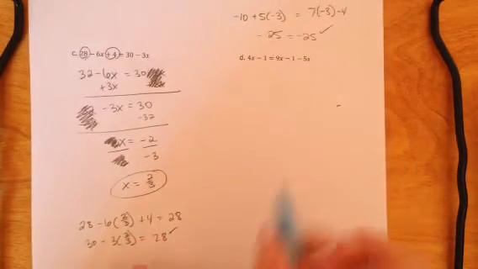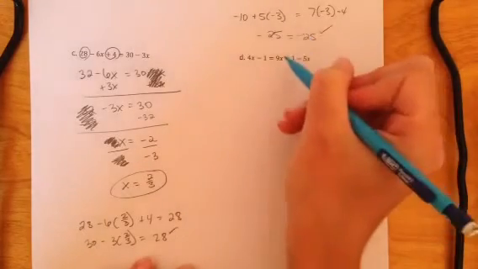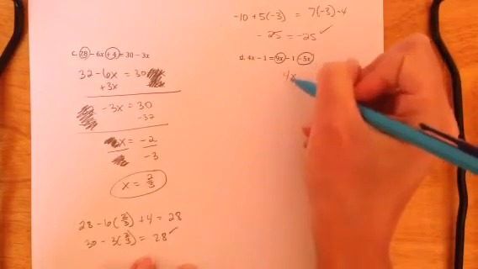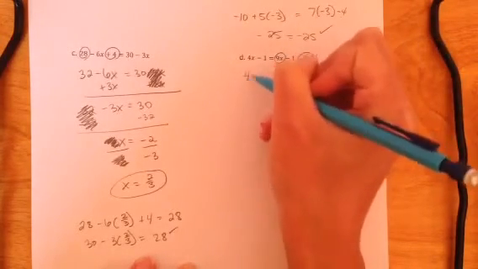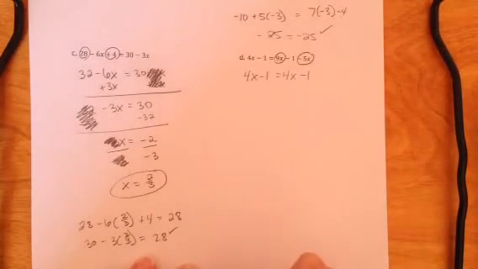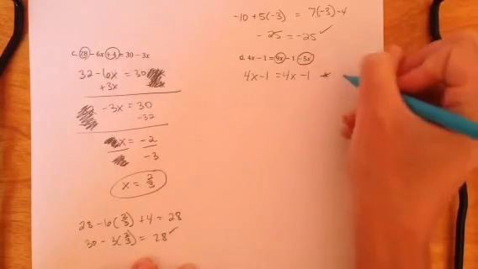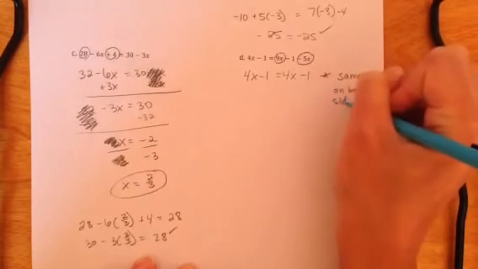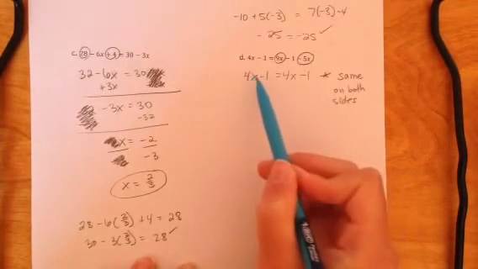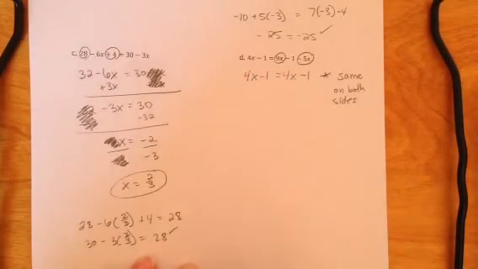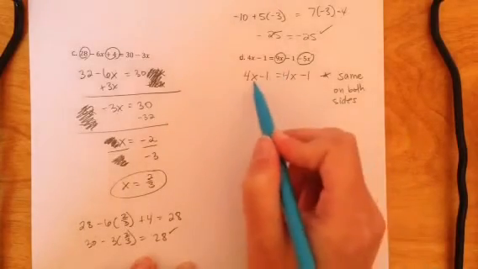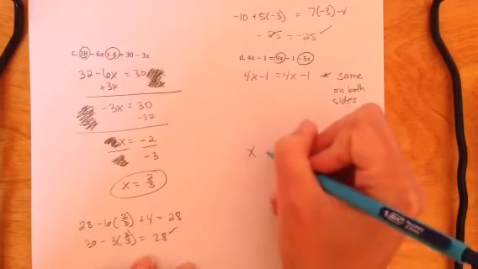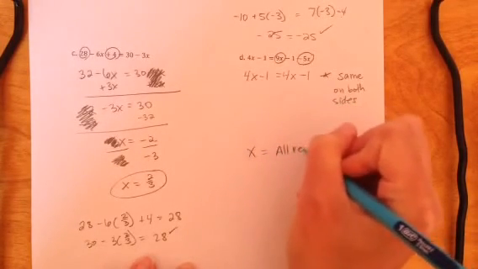For part D, okay, I want to first combine my like terms. 9x minus 5x gives me 4x left over. Copy down everything else. Okay? So if you notice at this point, it's the same on both sides. It's exactly the same. 4x minus 1, 4x minus 1. So if you notice that, you can jump down and say, since this side is equal to this side, that's a true statement, right? I can say that x is going to be all real numbers.